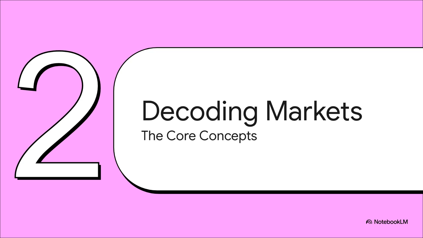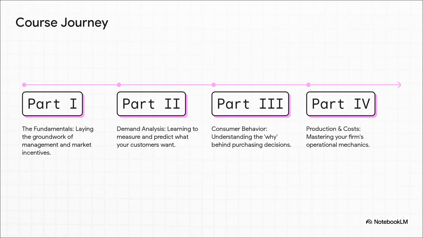Okay, so we know what the toolkit is. Now let's take a look at the journey, how the course actually builds these skills step by step. It's a really logical progression. You start with the fundamentals, basic management, and why incentives matter. From there, you zoom in on your customers with demand analysis. But just knowing what they want isn't enough, right? So part 3 digs into why they make the choices they do. And then finally, you bring all that insight back inside your own company to master your production and costs. See? Each piece just stacks right on top of the last one.